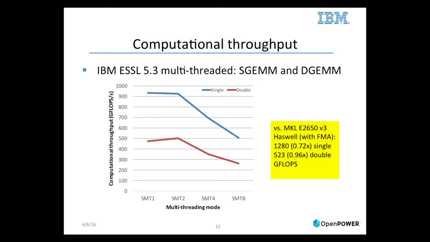A 2 × 10 core machine, but we should note that Intel has 256-bit vectors, the POWER8 has 128-bit vector registers, but it does run at a higher clock. And again, we see that we only get this peak performance at lower SMT settings.